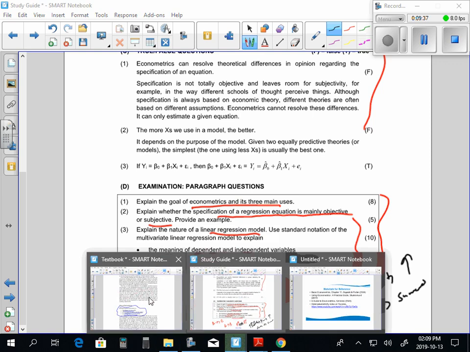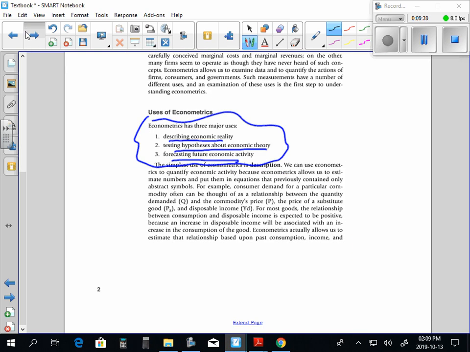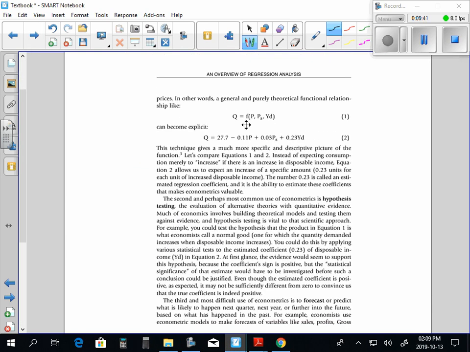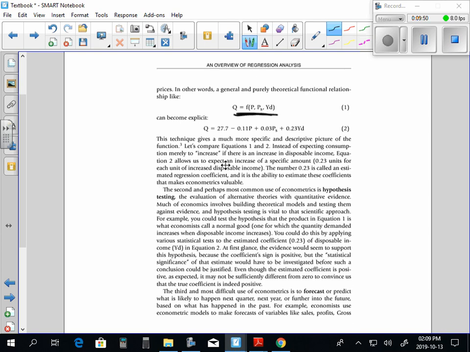In terms of our textbook, we talked about the uses of econometrics. We have a quantity. This is the demand equation. We are saying quantity is a function of the price of substitutes and your disposable income.